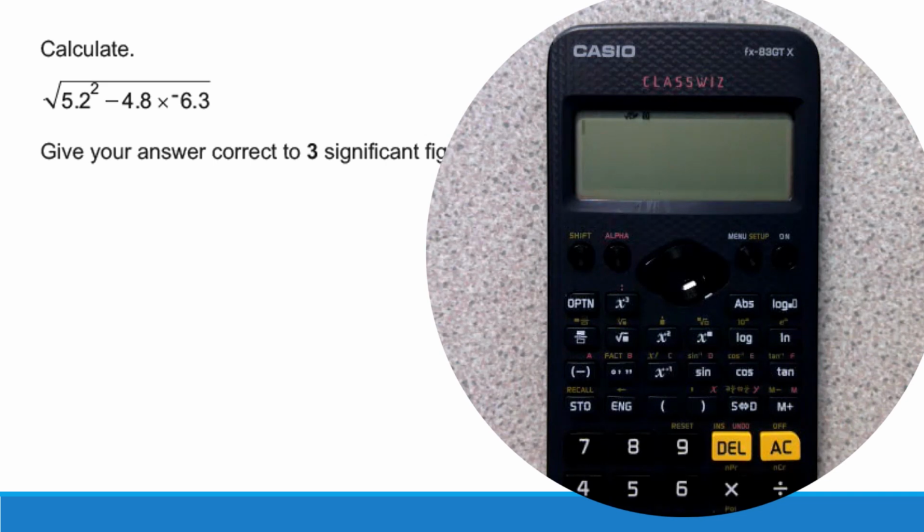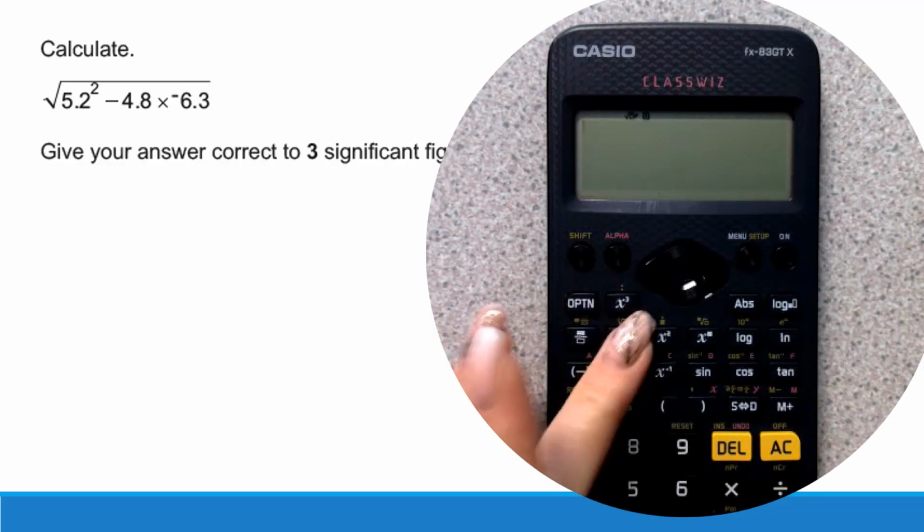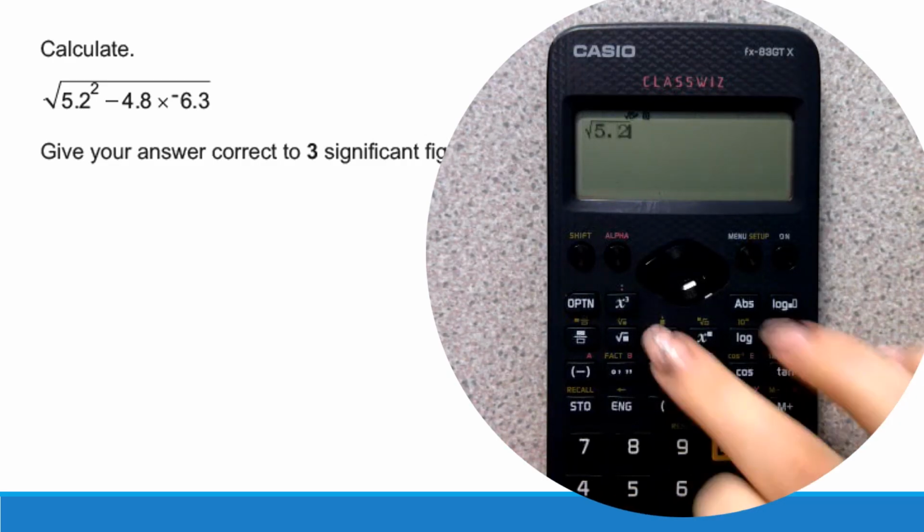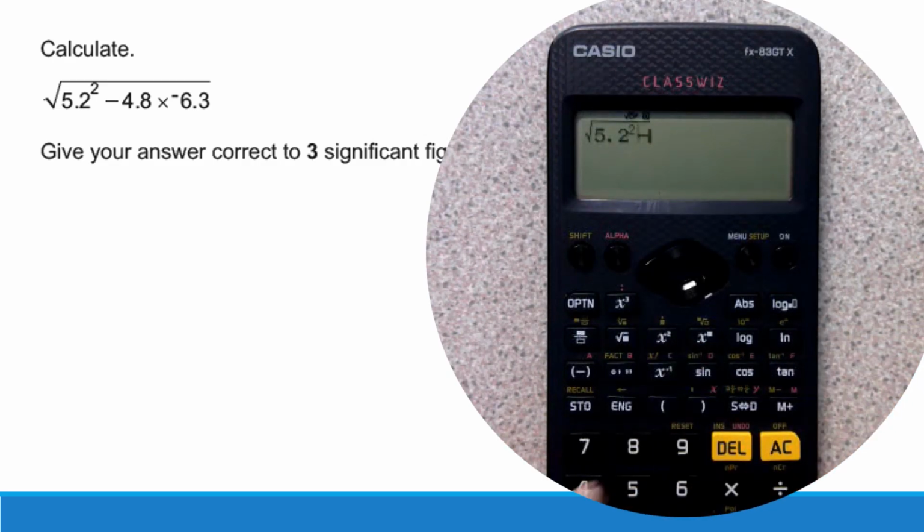When you see questions like this, these typically come up at the start of a paper 4 or the end of your paper 1. All you need to do is replicate exactly what you see in the question on your calculator display. So the first thing we need to do is open up our square root. Then we're just going to type everything as we see. So 5.2 squared minus 4.8 multiplied by negative 6.3.